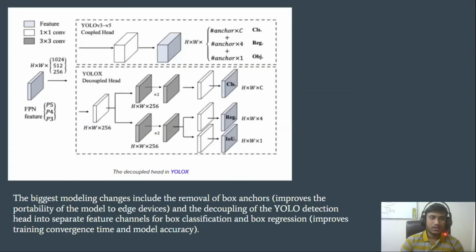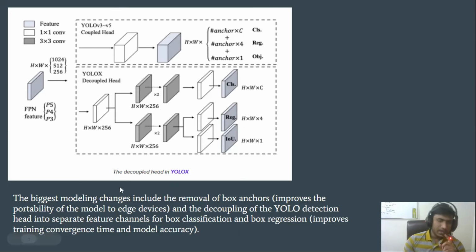And if you see, this is the architecture they have developed. A kind of decoupled head they have developed instead of, as you can see, the YOLO head. So they have replaced the YOLO head with this decoupled head. If you are already familiar with YOLO, you can compare what kinds of changes they have made. So we can read from here. The biggest modeling changes include the removal of bounding anchors and improved portability of the model to the edge devices, and decoupling of the YOLO detection head into separate feature channels for box classification and box regression.